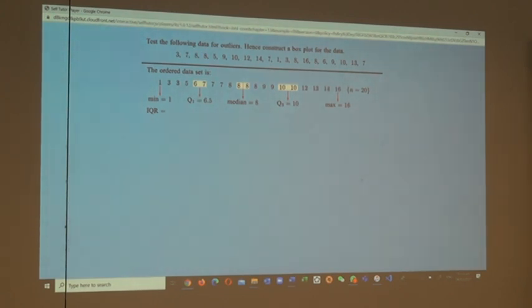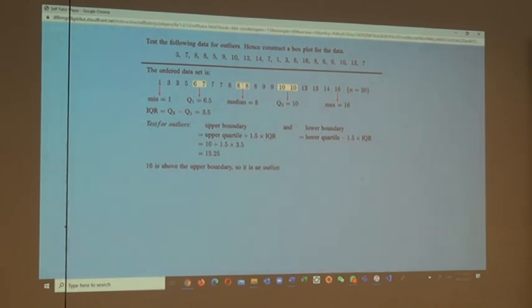The upper boundary is the upper quartile of the set plus 1.5 times the interquartile range. The result is 15.25. The data value 16 is above the upper boundary, so it is an outlier. The lower boundary is the lower quartile minus 1.5 times the interquartile range. The result is 1.25. The data value 1 is below the lower boundary, so it is an outlier.